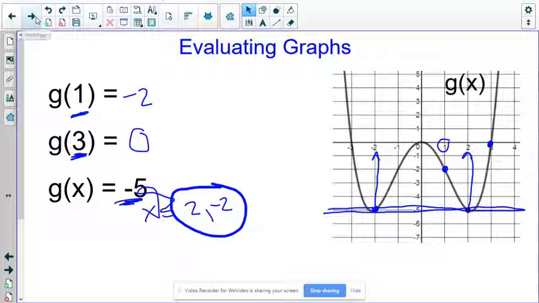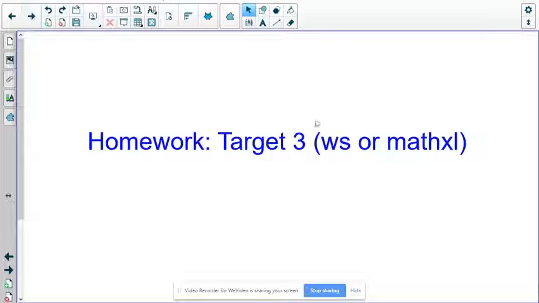Okay, good luck. That's everything you need to know. Your homework tonight is going to be a worksheet or Math Excel. You choose which one you want to do.